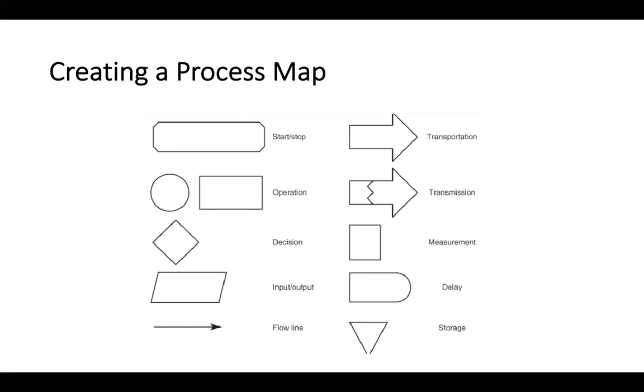Does that represent an operation? Does that represent a decision? Does that represent an input, an output, and so forth? So that in that scenario, anyone who is going to look at your process map can understand what is going on.